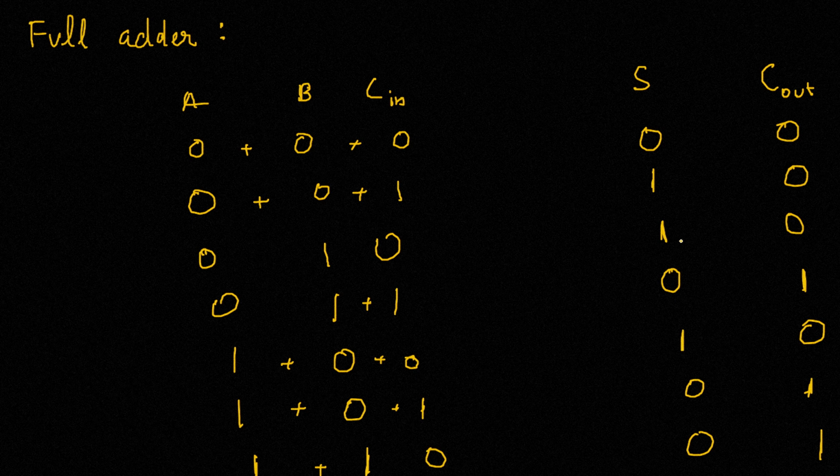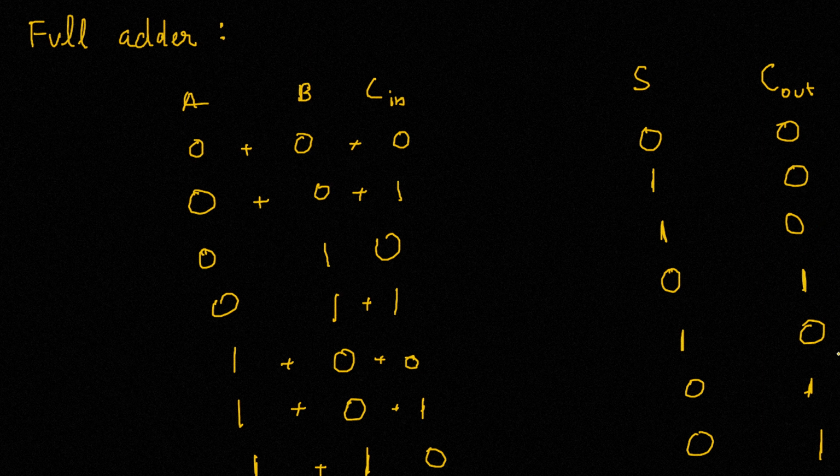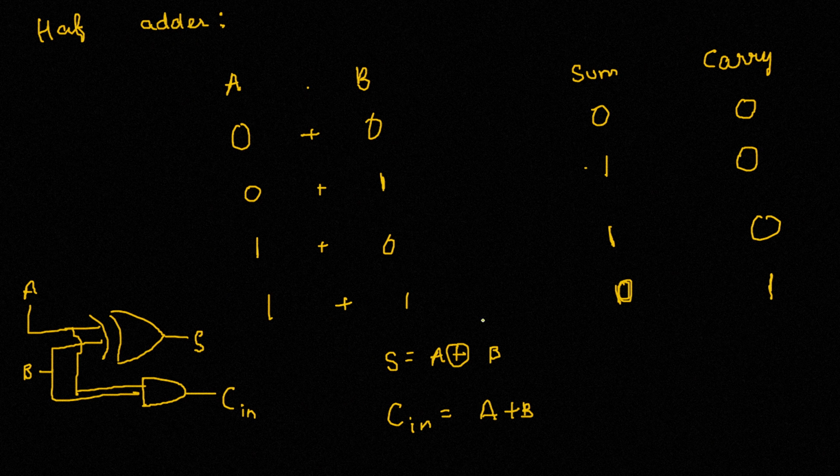So we have 0, 1, 1, 0, 1, 0, 0, 1 under sum, and under carry we have 0, 0, 0, 1, 0, 1, 1, and 1. So unlike the previous one, we can't just look at the truth table and come out with a definitive logic gate circuit. So for this, we'll draw the KMAP separately. And using the KMAP, once we simplify the possible Boolean expression, we can make the circuit.